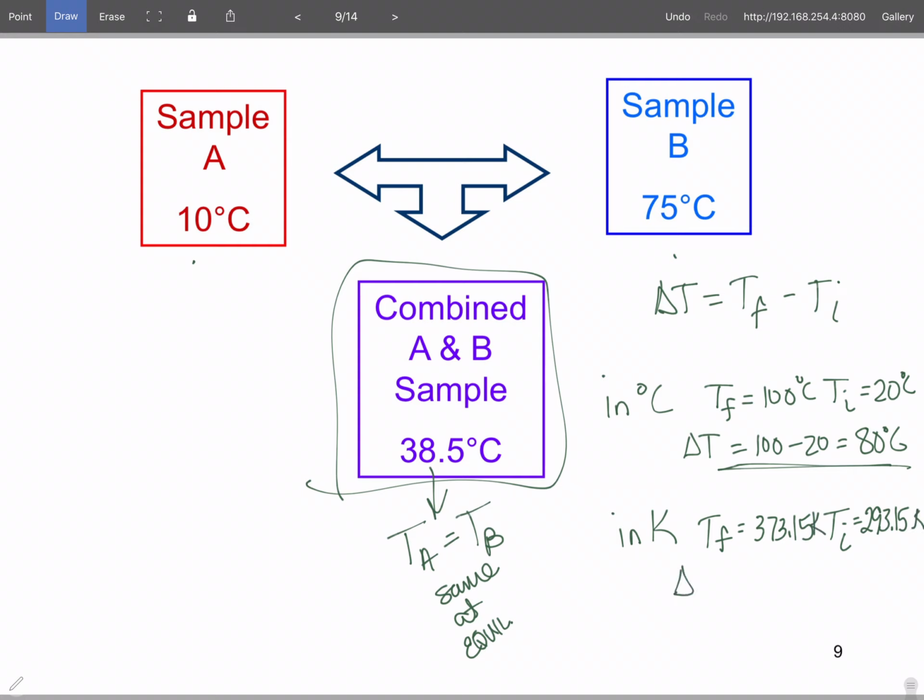So delta T will be equal to 373.15 minus 293.15 K. Guess what? Comes out equal to 80 degrees. Whoops, 80 K. K doesn't get degrees. So the point being is it doesn't matter whether you're doing it in degree C or K. Just don't switch it in the middle, okay?